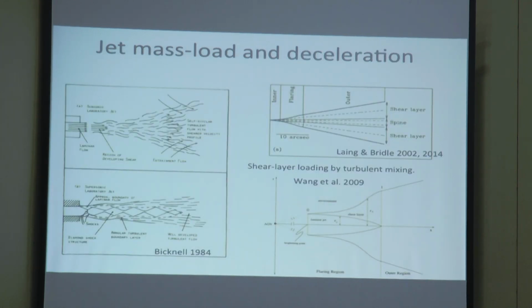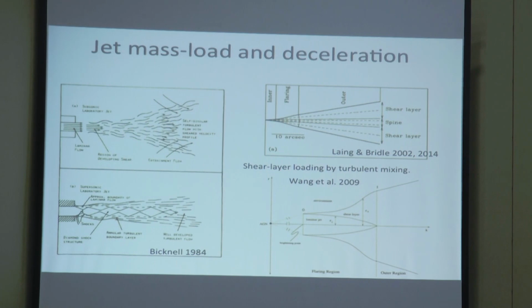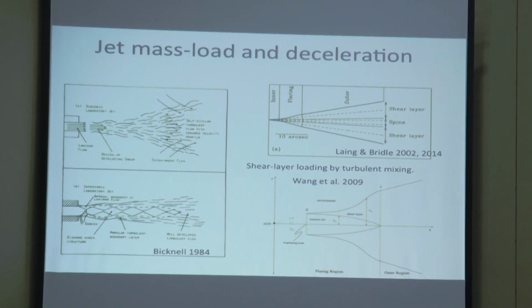If we come back to the FR I paradigm suggested by Bicknell in the 80s, the suggestion was that deceleration takes place from the shear layer, from the boundaries of the jet, to the jet axis in a kind of gradual process. There are a number of other models taking over and developing this idea, by Wang et al.